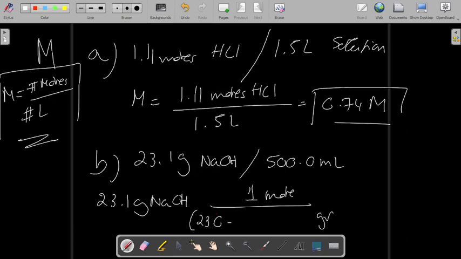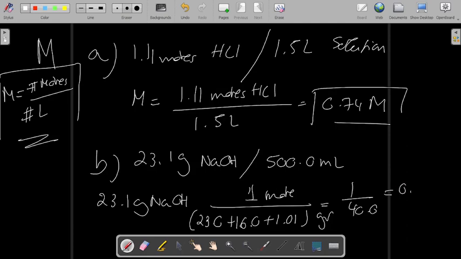So 23.1 divided by 23.0 plus 16.0 plus 1.01. I don't call them AMUs, I call it grams. And I put everything in my calculator, and I get like 1 divided by 40 here. So you should get 40 for the amount of grams in 1 mole. And I do the complete math, so everything in the calculator.